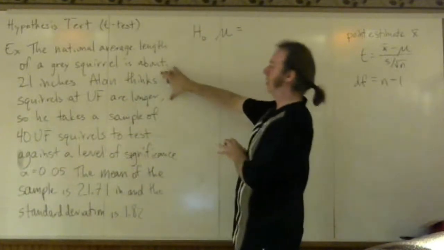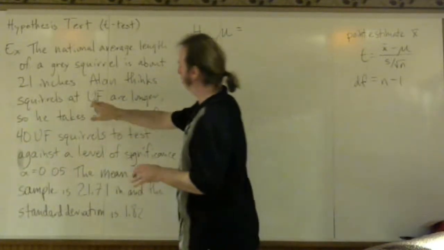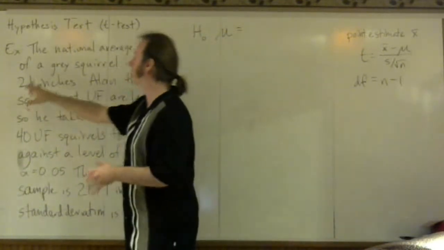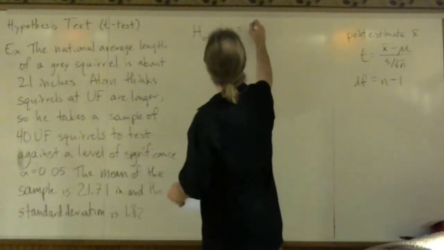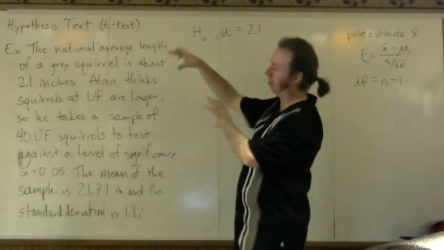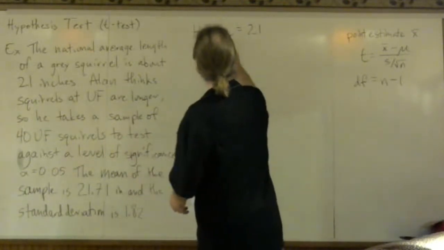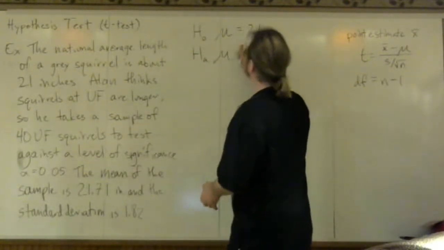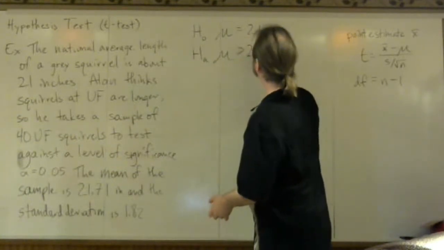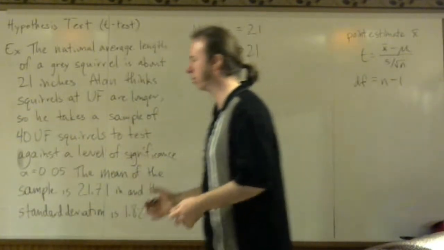The key here is that Alan thinks that squirrels at UF are longer than 21 inches, so my null hypothesis is that predetermined 21, and my alternative is that we think they're longer, so the mean is greater than 21.